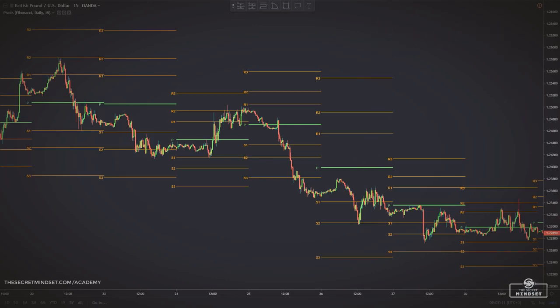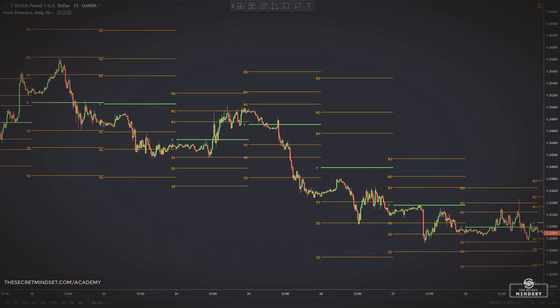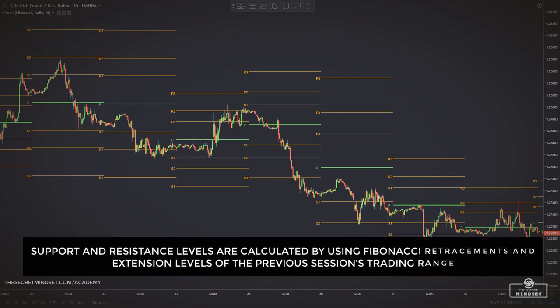In fact, it is very similar to the standard pivot points, with the additional inclusion of the 38.2, 61.8, and 100 ratios. The Fibonacci pivot points method uses the same formula to determine the central pivot point level as the floor traders pivot method. The support and resistance levels are calculated by using Fibonacci retracements and extension levels of the previous session trading range.